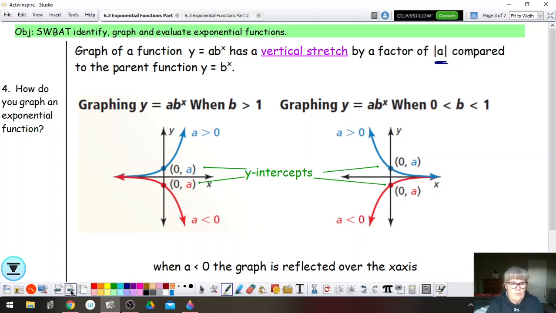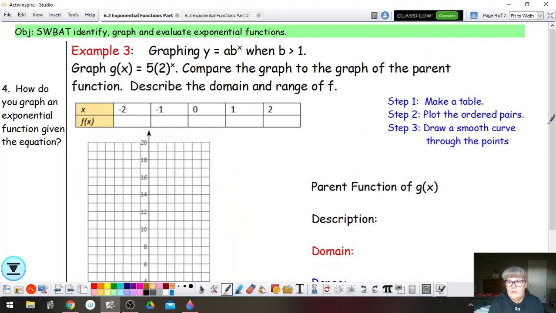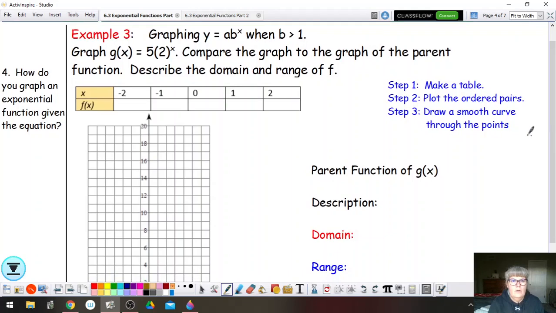So let's take a look at how we graph these. We are going to use tables. So here we're going to look at an example when b is greater than 1. My parent function, which I'm going to call f of x, is just 2 to the x. And we're going to compare that with 5 times 2 to the x. So let's complete the graph for 5 times 2 to the x.